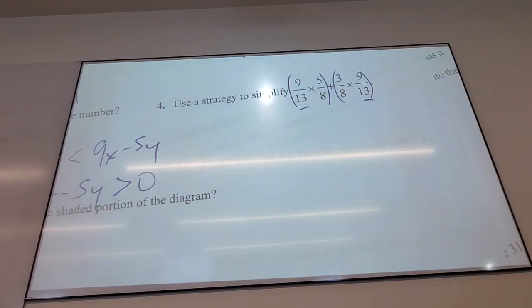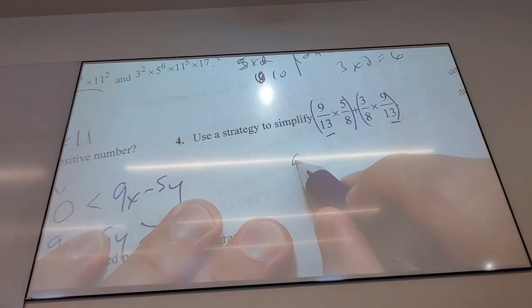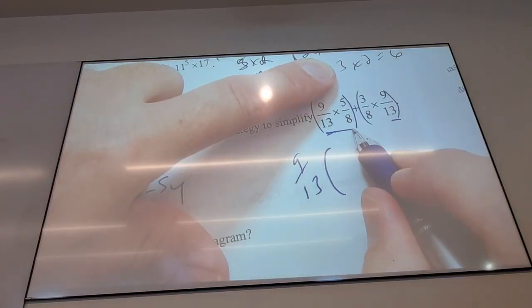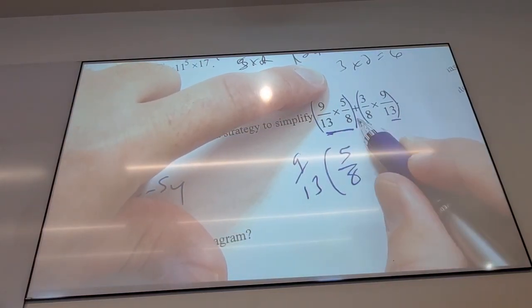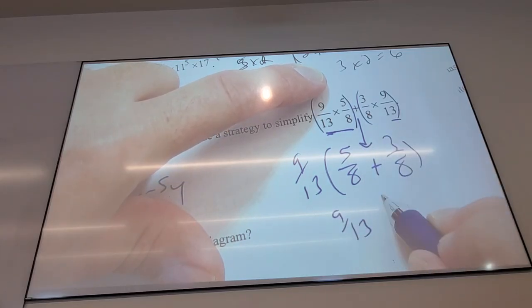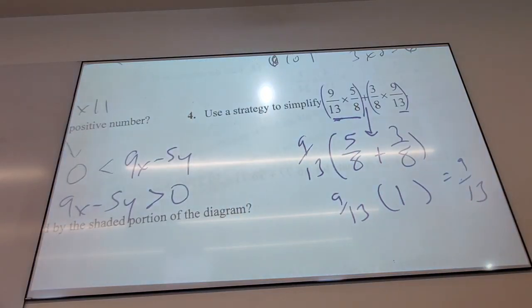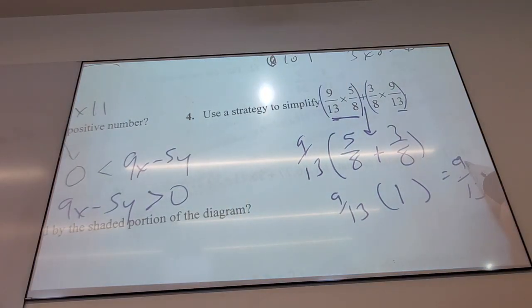Now, I do like that you put parentheses. It didn't really change anything, because it was going to multiply first anyway. But what does each piece have in common? Can't you undistribute it? And then what do you uncover? If I take a 9/13 out, what am I left with here? 5/8 plus 3/8. What's 5/8 plus 3/8?